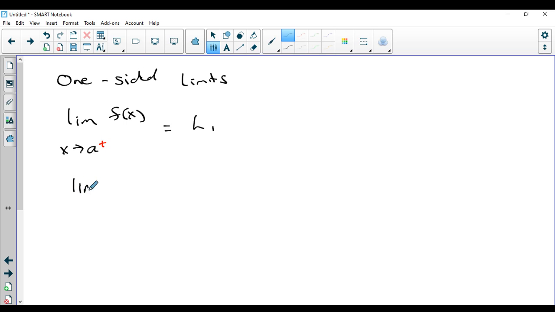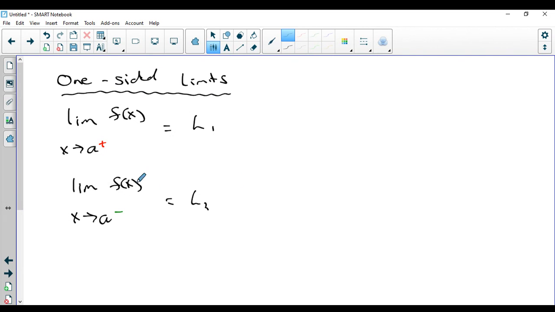If I want to do the limit of f of x as x goes to a strictly from the left, then I would do a superscript minus sign right there. We could say that equals some other value, L2. All right, so this is a right-hand limit. This is a left-hand limit. In your notes, it has it all written out for you, so I'm not going to rewrite any of that.